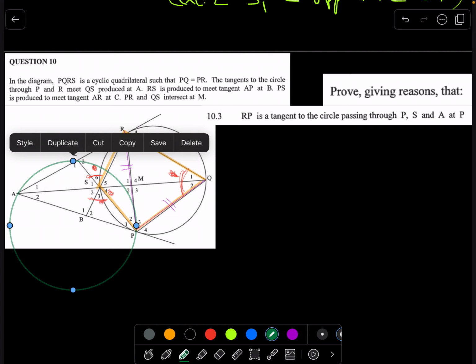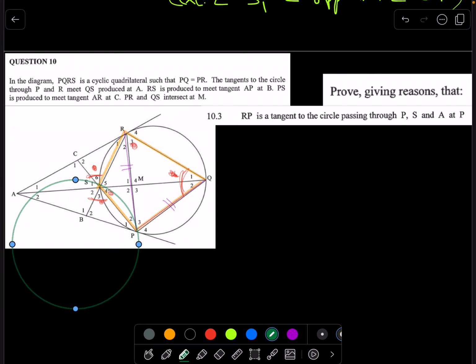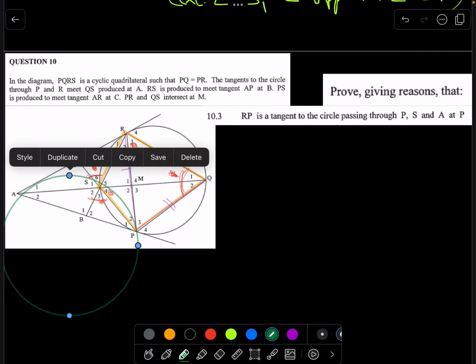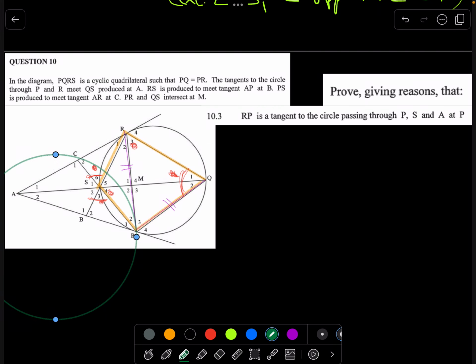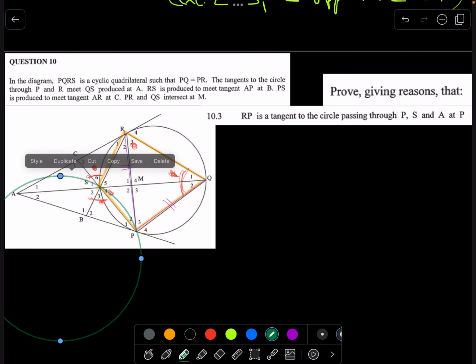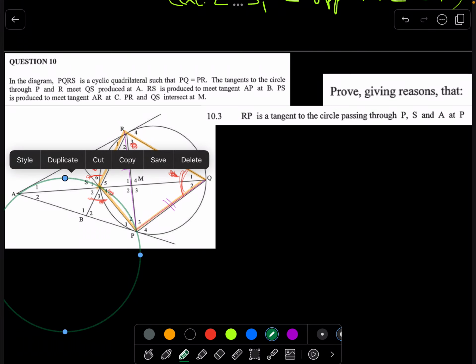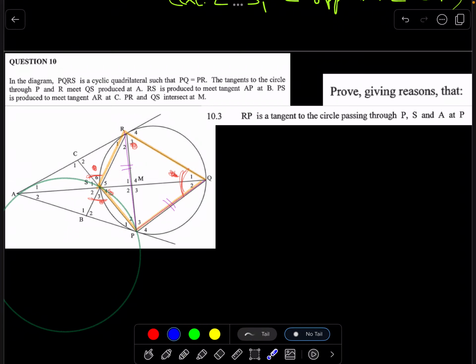Oh, oops, that's way too high. I got excited very prematurely there. Let's try and make it a bit smaller. Yeah, that's not bad.